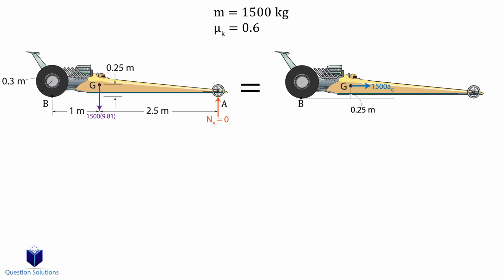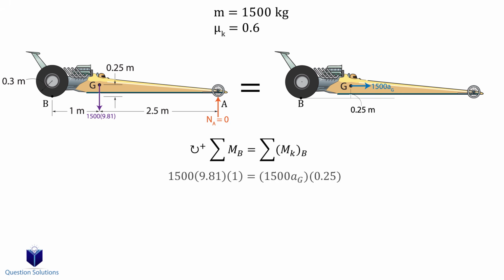So we will pick clockwise to be positive. You should also note that this moment equation is written with the free body diagram and the kinetic diagram. So on the left side, we have the mass times acceleration that causes a clockwise rotation, and the distance from the center of mass to point B is 1 meter. That's all the forces that will cause a moment for the free body diagram since NA is 0.